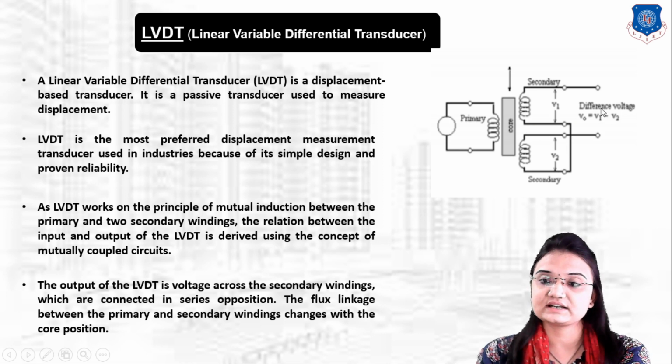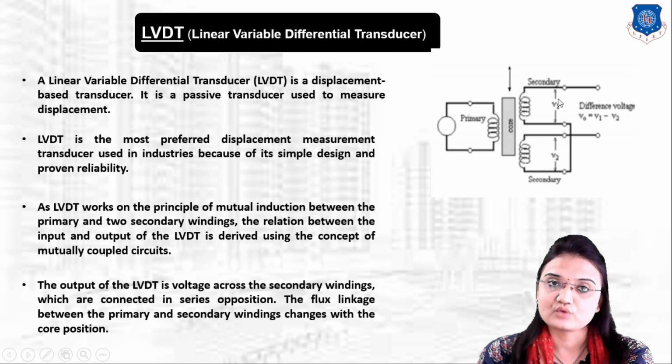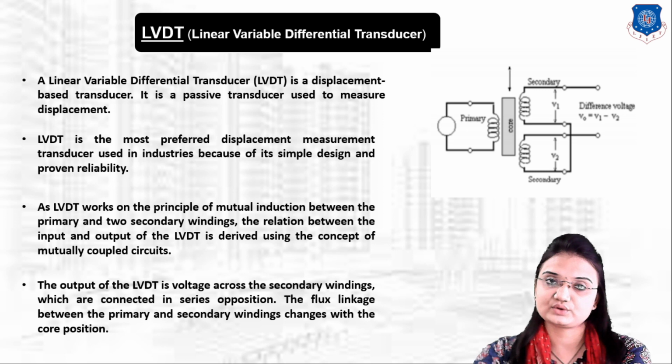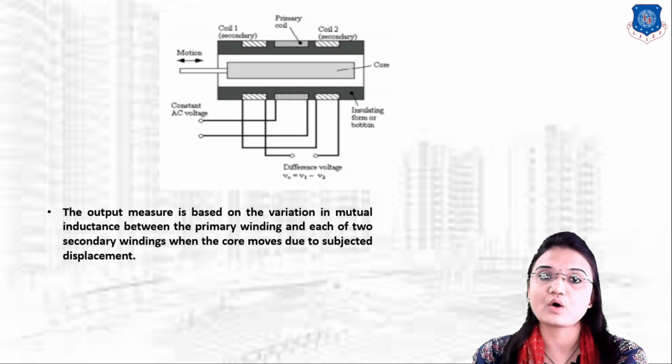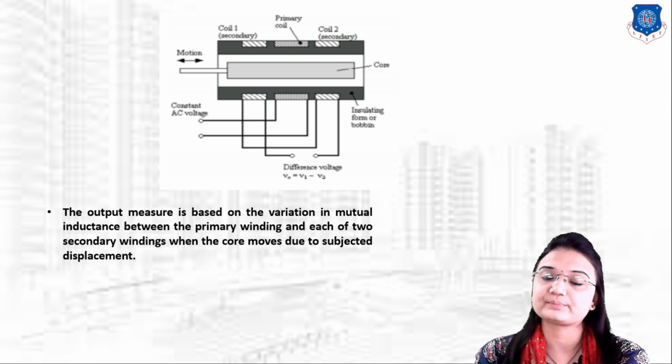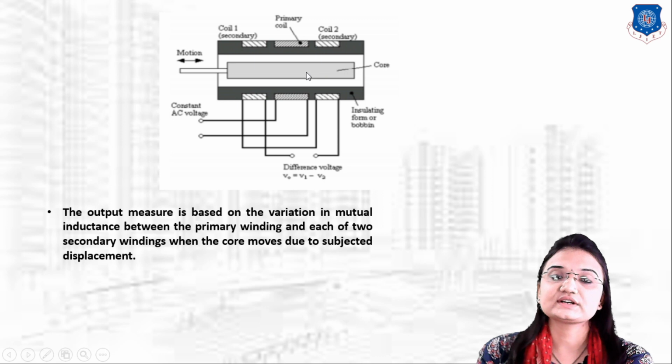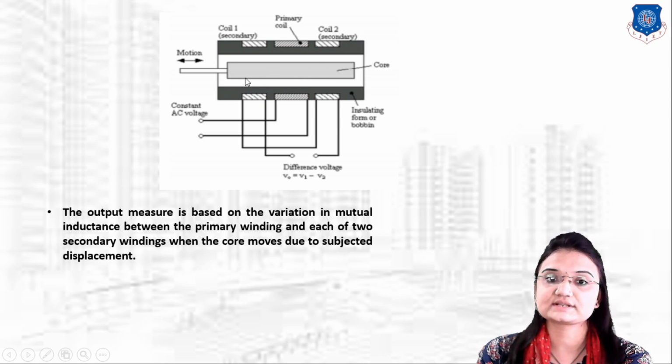You can clearly see here that the difference between the two secondary winding voltages gives the output of the LVDT, which is in the form of voltage, or in other words, analog form. LVDT is generally used to measure displacement. The output measured is based on the variation in mutual induction between the primary winding and each of the two secondary windings when the core moves due to displacement. Here we have the core. If any displacement occurs in this core, there is a variation between the primary winding and secondary windings. You can clearly see in this image, this one is the core, which is in motion.